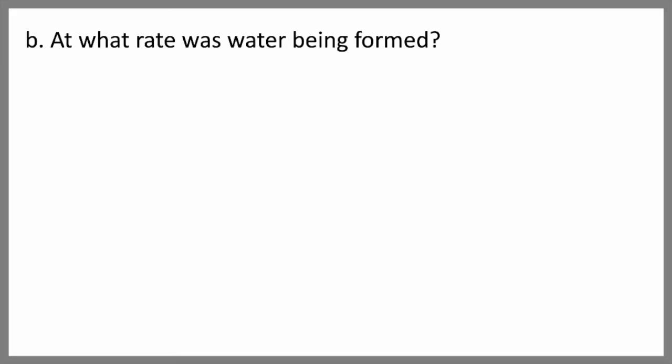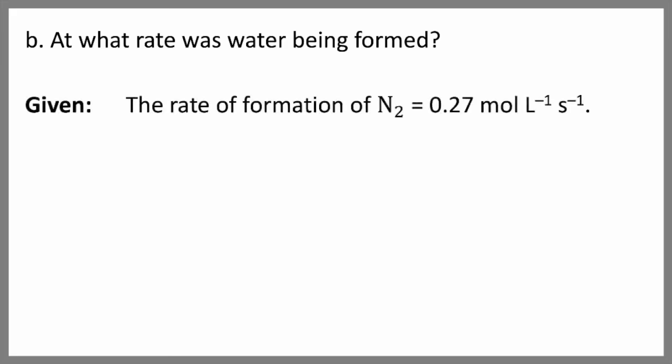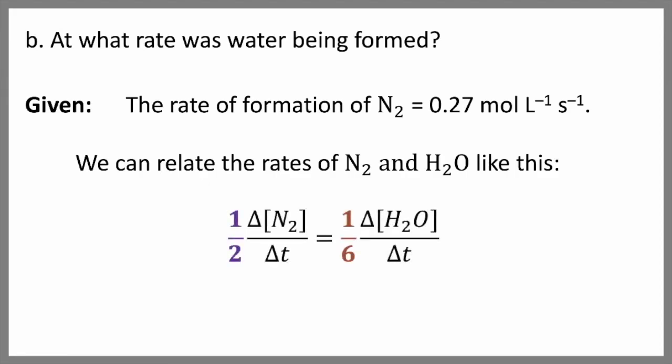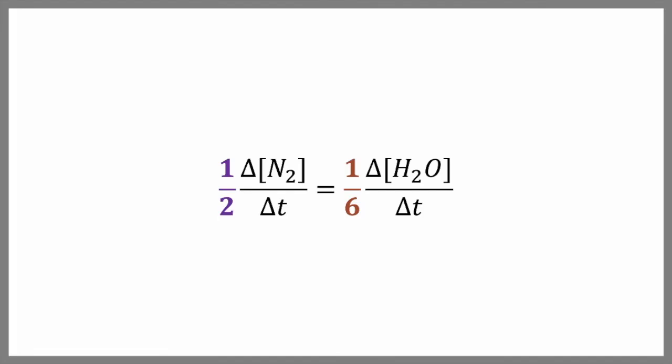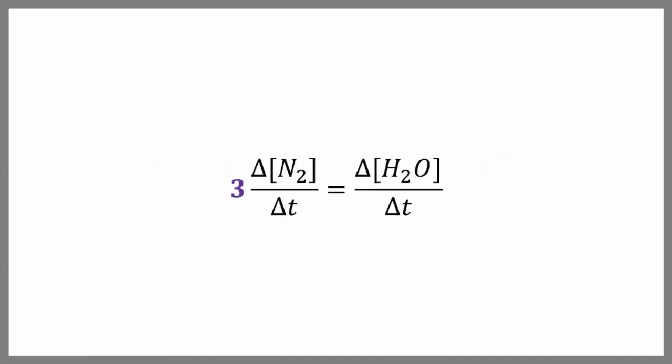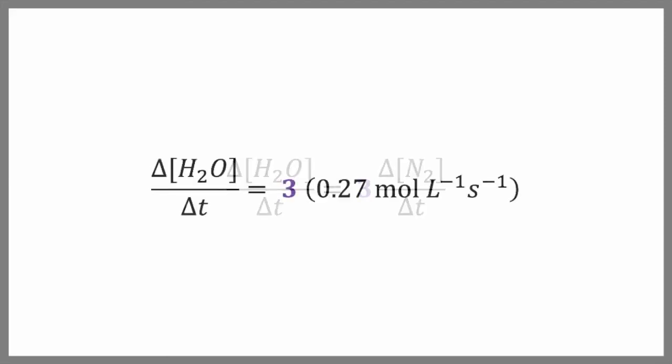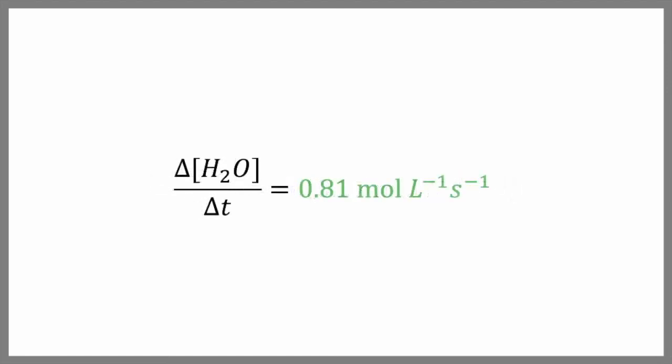So we're given the rate of formation of nitrogen is 0.27 moles per liter per second. We're going to use our rate expression to relate the rates of nitrogen and water like this. In order to find the rate of formation of water, we're going to do a little algebraic manipulation here. Then we're going to plug in our value 0.27 moles per liter per second. And we get 0.81 moles per liter per second.